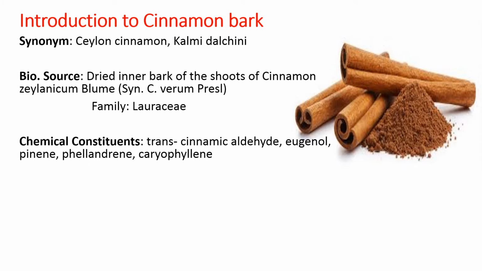Major chemical constituents of this bark are cinnamic aldehyde, eugenol, pinene, phellandrene, and caryophyllene. These plant chemicals are similar to that of clove. Mostly it is used as flavoring agent in pharmaceutical formulations as well as certain culinary purposes or sweets even. Even it can be used as a sweetening agent in most of the candies or syrups used in the Western world. It has mild astringent property.